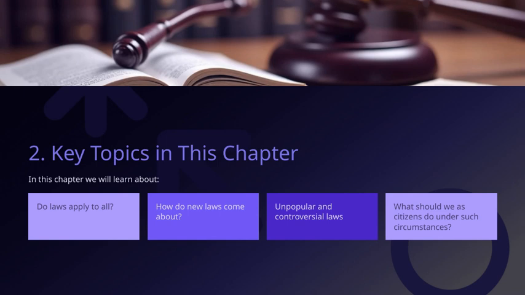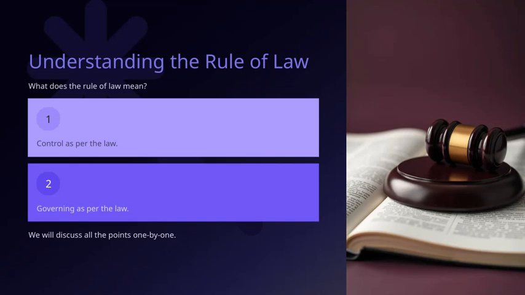How can we respond responsibly and effectively? All these points are connected to the bigger theme of understanding our legal system and our role within it. By the end of this chapter, you'll have a clearer idea of not just what the laws are, but how they come about and how we can engage with them as active members of our community. Let's take a closer look at understanding the rule of law.